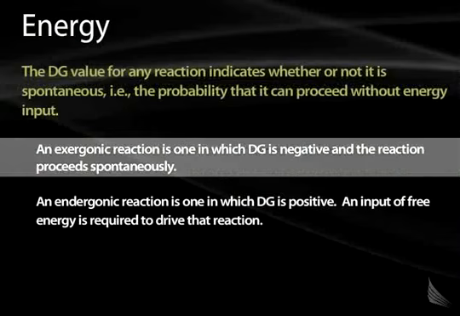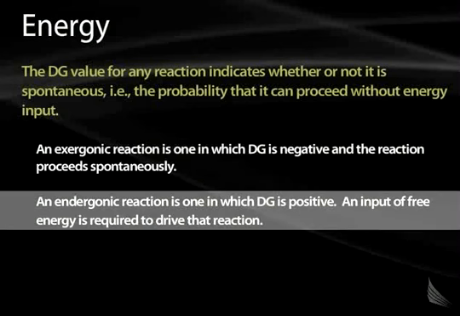One is an exergonic reaction, in which the delta G, or change in free energy, is negative. When the change in free energy is negative, that means that the reaction can proceed spontaneously. This is an energy-producing reaction. An endergonic reaction, on the other hand, is one in which the delta G is positive. In other words, an input of free energy is required to drive that reaction. This is an energy-consuming reaction.